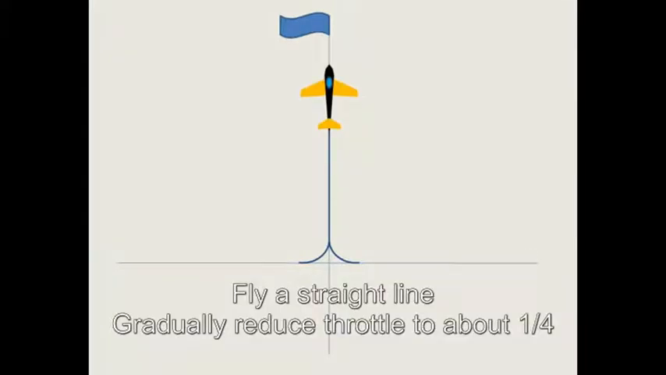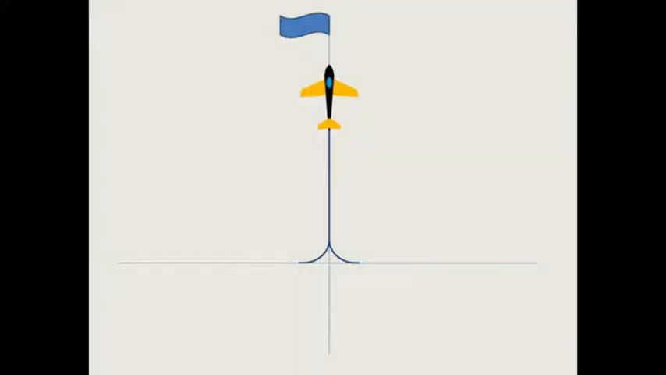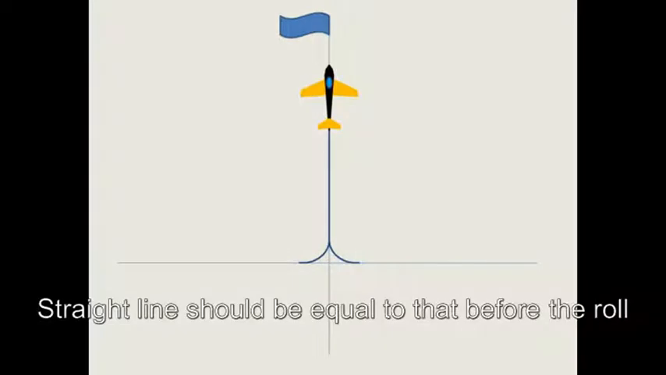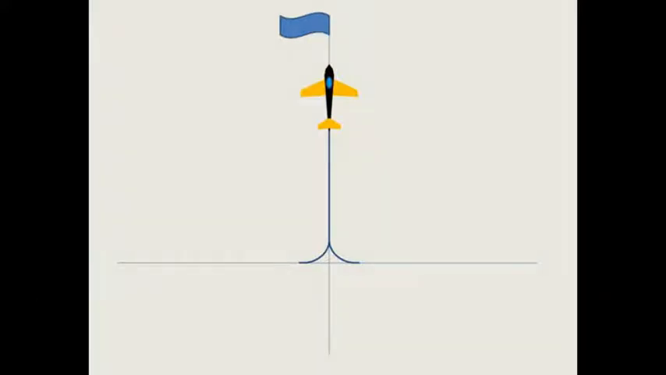After the roll, fly a straight line while gradually reducing the throttle to about 1/4. Again, it's a good idea to count to yourself, but you'll need to allow for the reduction in speed, so you might count to 4 or 5, for example. The straight line here should be equal to the straight line before the roll. Note that equal means the physical distance in the sky. It does not refer to time.